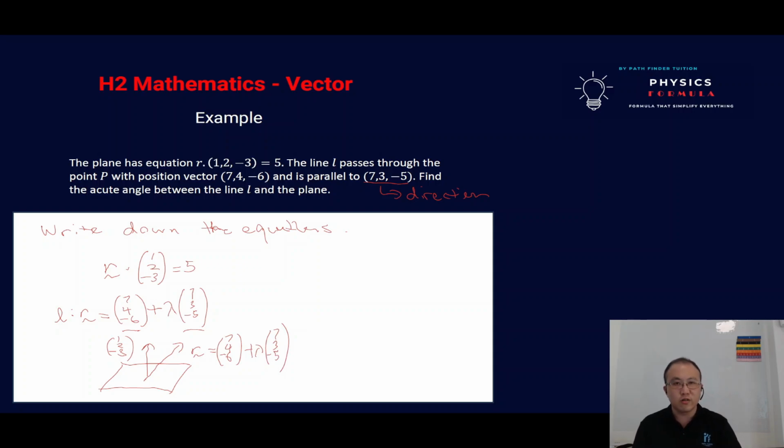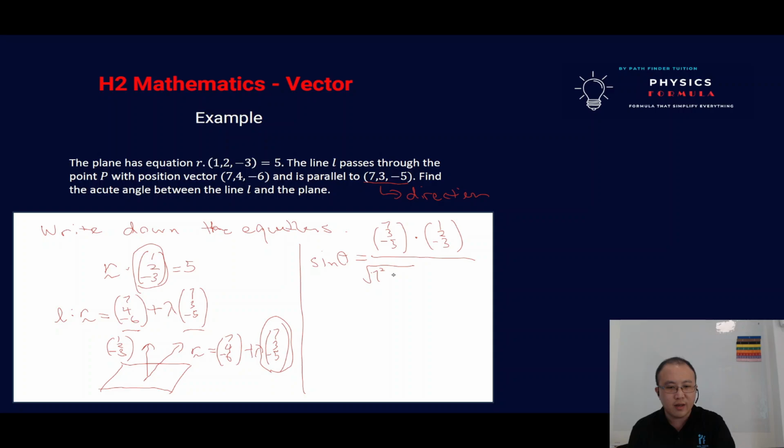Now if you're going to follow the formula that we saw just now, we're going to use the directional vector of the line together with the normal vector of the plane, and use it to find our angle. So remember the formula is sine theta equals the directional vector (7, 3, minus 5) dot with (1, 2, minus 3), divided by the magnitudes: square root of 7 squared plus 3 squared plus negative 5 squared, then square root of 1 squared plus 2 squared plus negative 3 squared. Then you do a sine inverse to find the answer. So theta will be equal to the sine inverse of this.